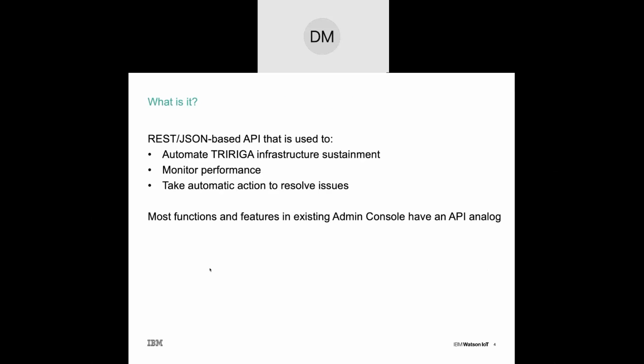The Admin Console API is REST JSON based. Again, you can use it to automate your TRIRIGA infrastructure and to really sustain the running of the system. You can do things like monitor performance and then automatically take actions to resolve issues. Most functions in the existing TRIRIGA Admin Console right now have an analog in the new REST API. What I mean by analog is there's typically a one-to-one correlation of what you can do in terms of actions or viewing information in the existing Admin Console with the REST-based API.